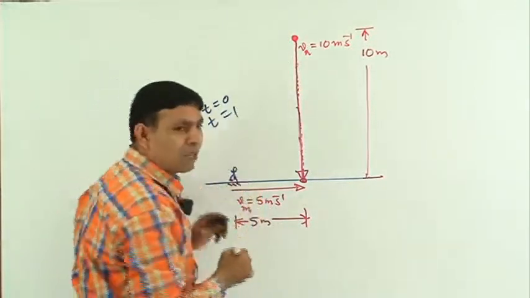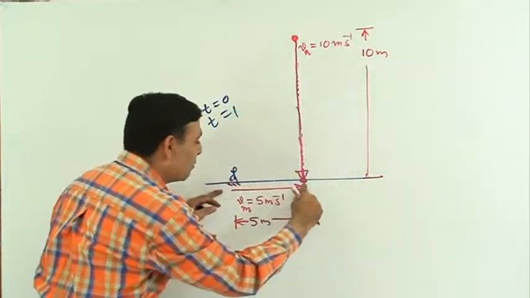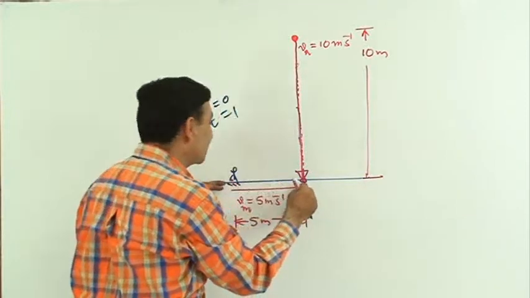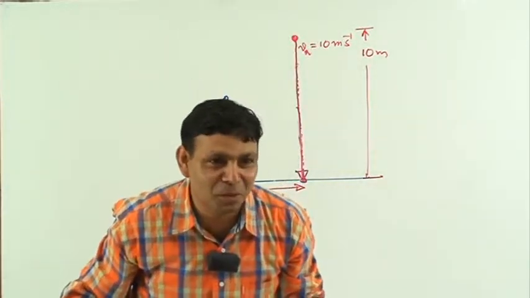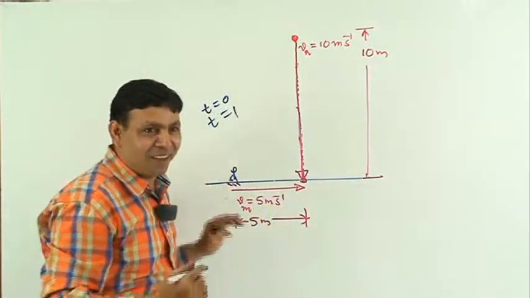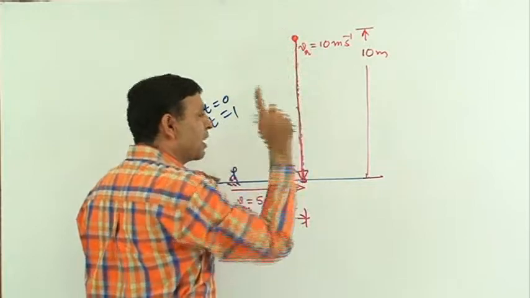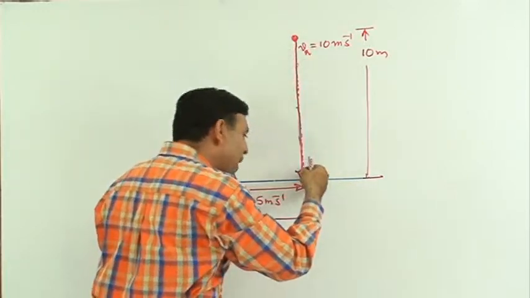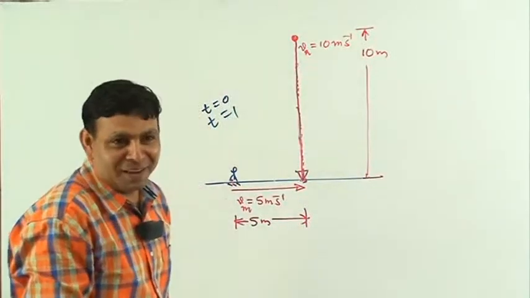At t equal to 1, you know very well, in 1 second the raindrop will cover this 10 meter and will be here, and the man will cover 5 meter and the man will be here. That means this raindrop is going to fall on the man. Is it clear? Hope you're understanding this. At the end of 1 second this fellow will reach here and the man will reach here, and definitely the raindrop will fall on the man.